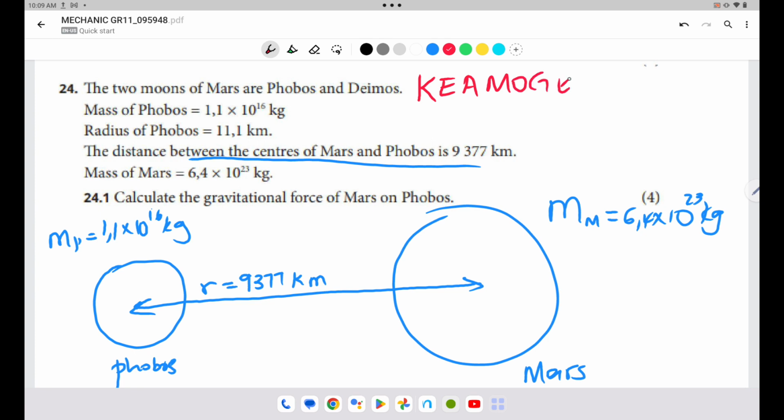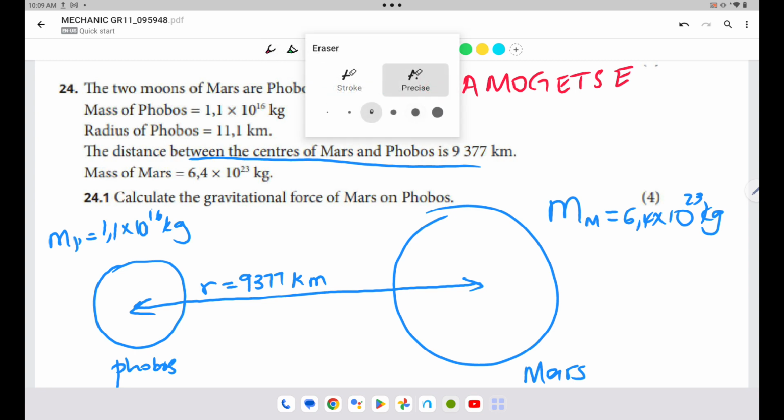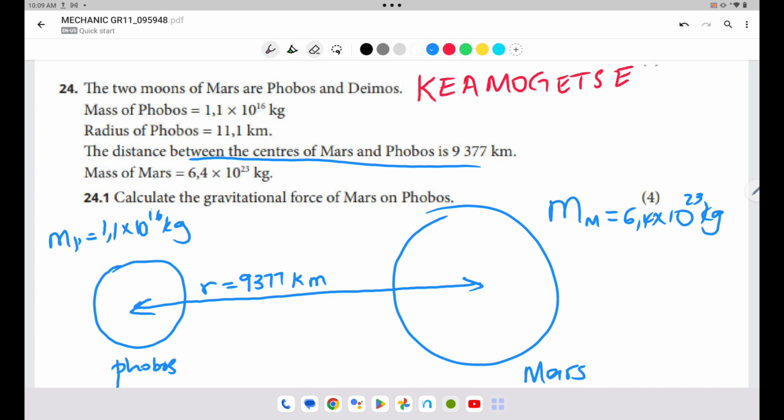Then the next thing that I do is remove all the vowels. Your vowels are A, E, I, O, U. So vowels gone, gone, gone, gone, gone. Now I am left with K, M, G, T, S. And just for fun, I'm just going to remove the last letter.